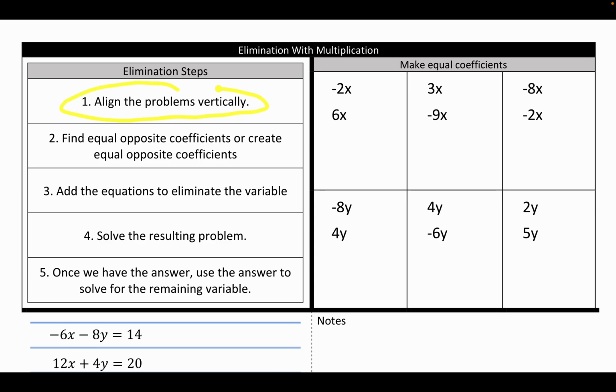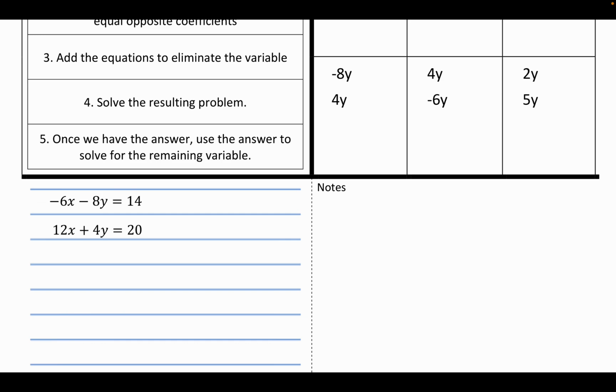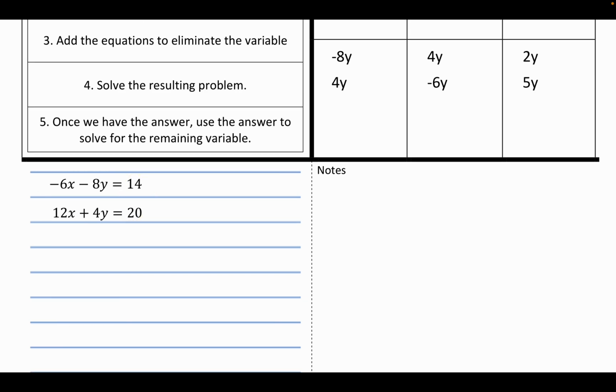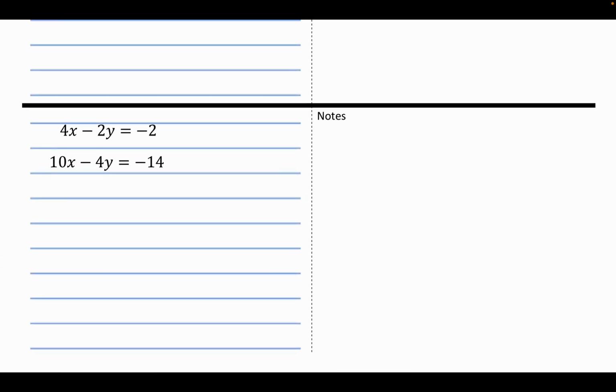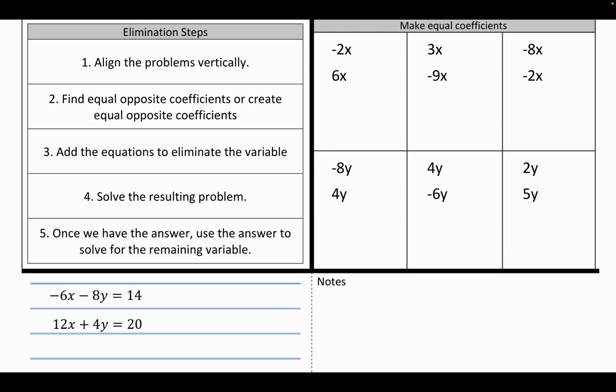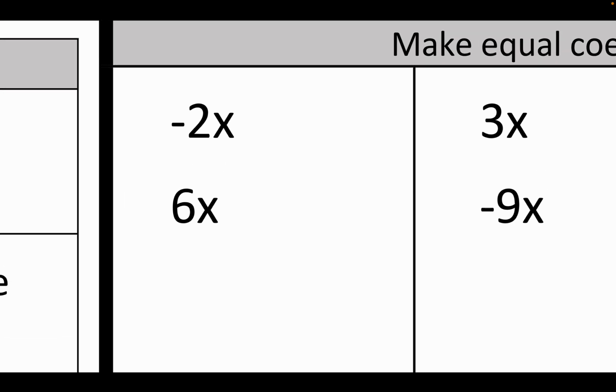Step number one with elimination is still to have everything lined up vertically. So we can notice that the x's are still over the x's, y's over the y's, equals over equals, numbers over numbers. So we're still good on all of these problems. The problem is we won't have them already found or already made. Our main focus today is to create those equal opposite coefficients.